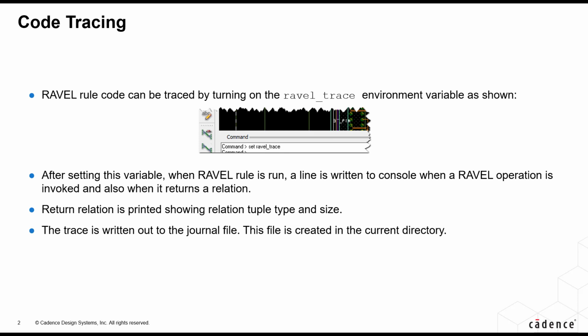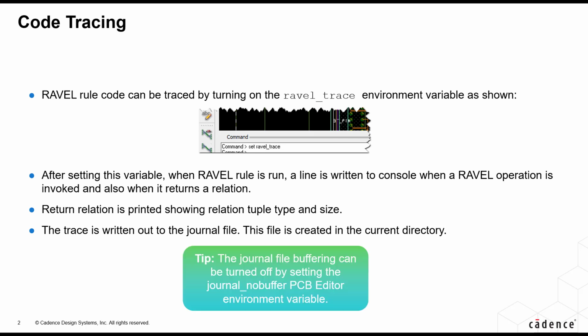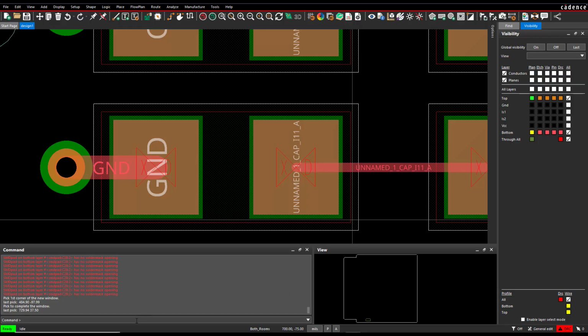The trace is also written out to the PCB editor journal file. This file is created in the current working directory. The journal file by default is buffered, so you won't see the output of your entire trace unless you turn on the journal_nobuffer user preference in the PCB editor to turn off the buffering of the journal file.